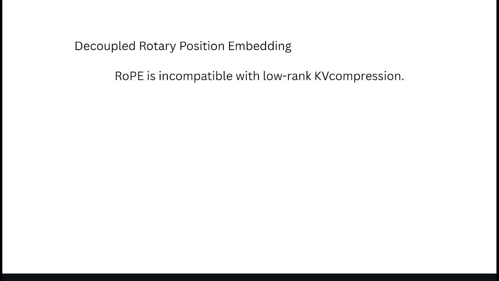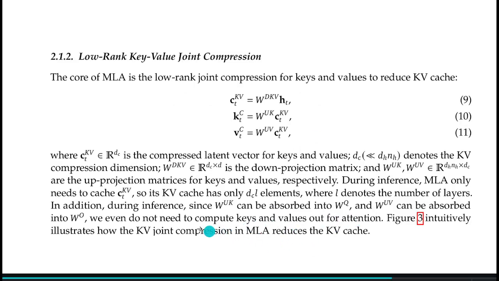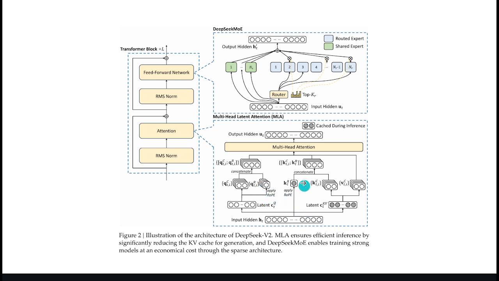However, they still want to use RoPE, rotary position embedding, but RoPE is incompatible with low-rank KV compression. You can still do that, but the benefit is going to be gone. The benefit is that they do not need to compute the key and the value out of attention. So the workaround is they decouple the RoPE. That's why they need this part. This one is the low-rank compression, but this one is used to decouple for the RoPE, and they have this too.